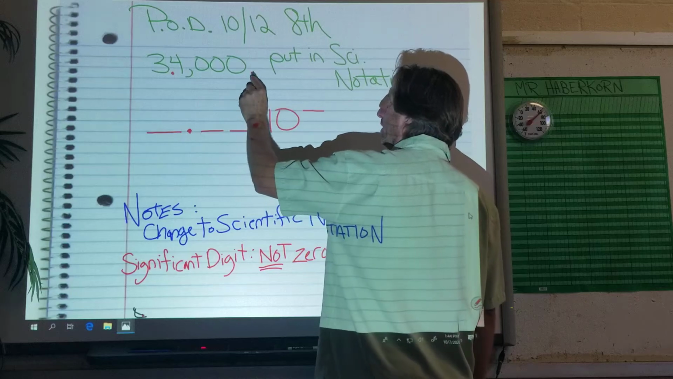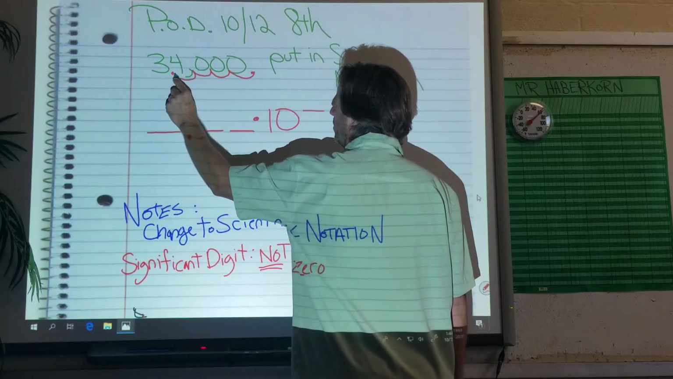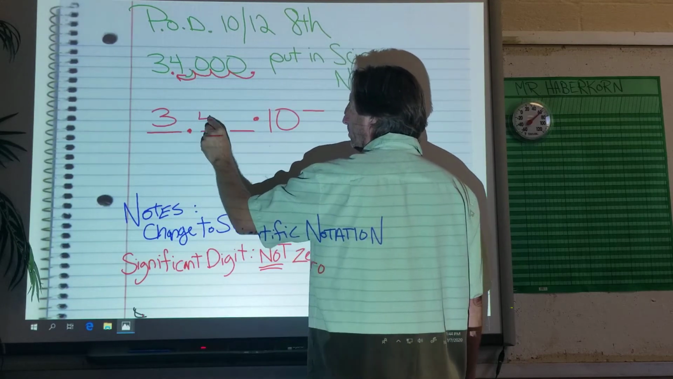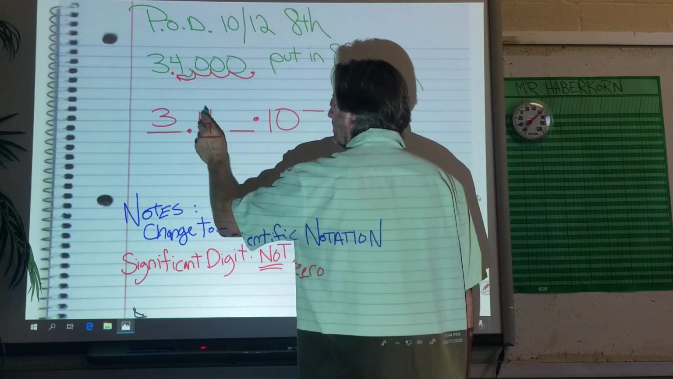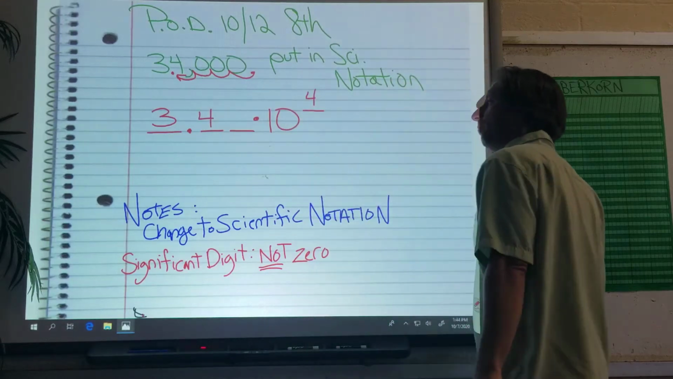See how far we moved it? 1 space, 2 spaces, 3 spaces, 4 spaces. So I have 3.4. I don't need the 0 at the end. Could be there, but we don't need it. Times 10 to the what power? 1, 2, 3, 4. 10 to the 4th power.